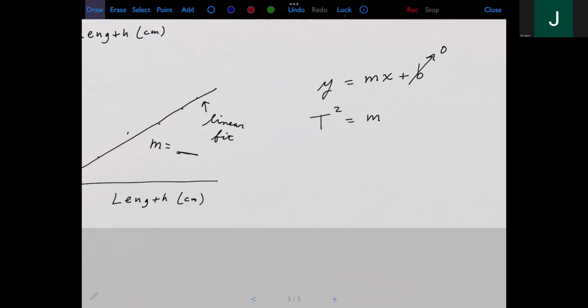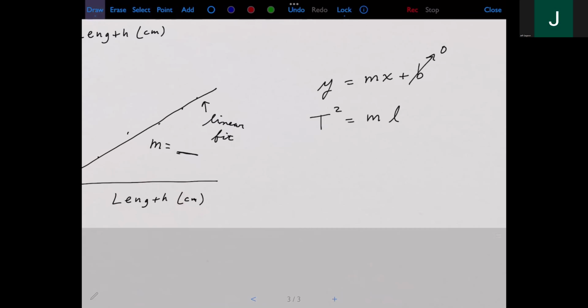Well, what's plotted on the x-axis? If we look on the x-axis, we have length, right? So the x variable is just length. Let's give it a name. Let's call it L for length. So right now we're close, right? We have T squared equals m times L.